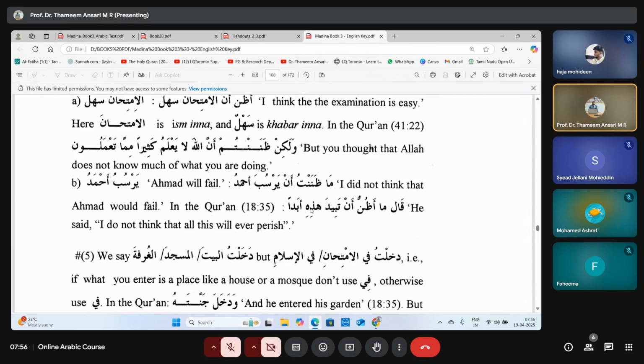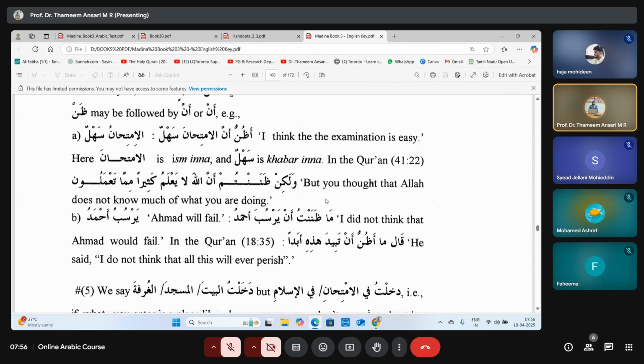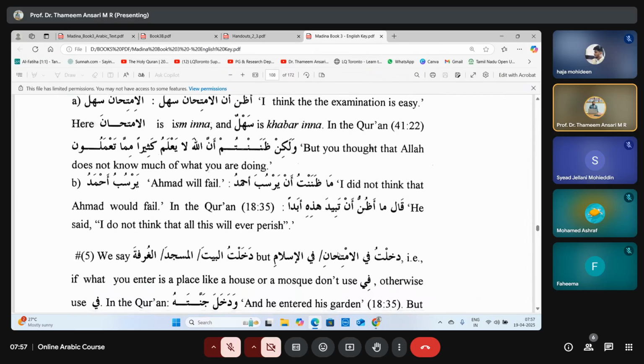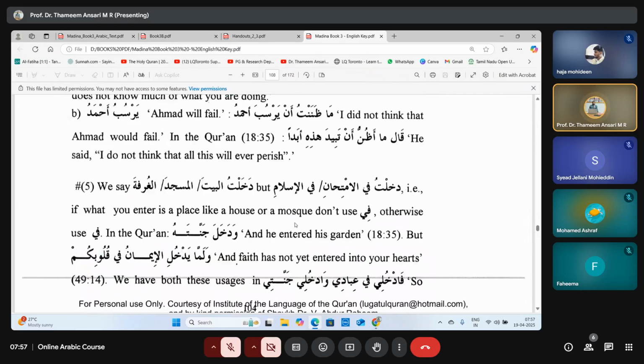Okay, here you can see the Janna is followed by either Anna or An. And if you have Anna, then you should have Ismu Anna Mansub, Khabaru Anna Marfu. When you have An, then you have An Tabida, here Fail Mudari becomes Mansub. Okay. Please make a note of this.